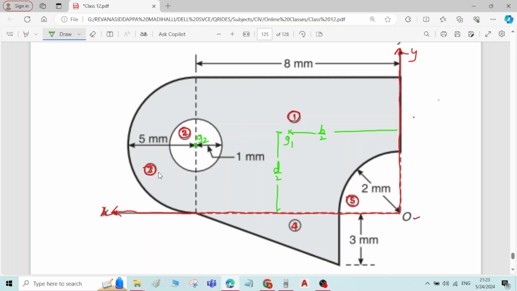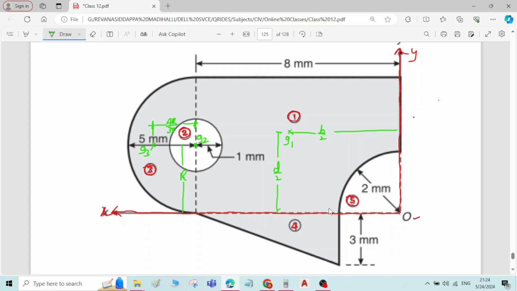Then for the semicircle, if I assume G3 as centroid, the distance of the centroid from the diameter of the semicircle is always 4r by 3 pi. And the distance of the centroid from the end point is always equal to the radius.